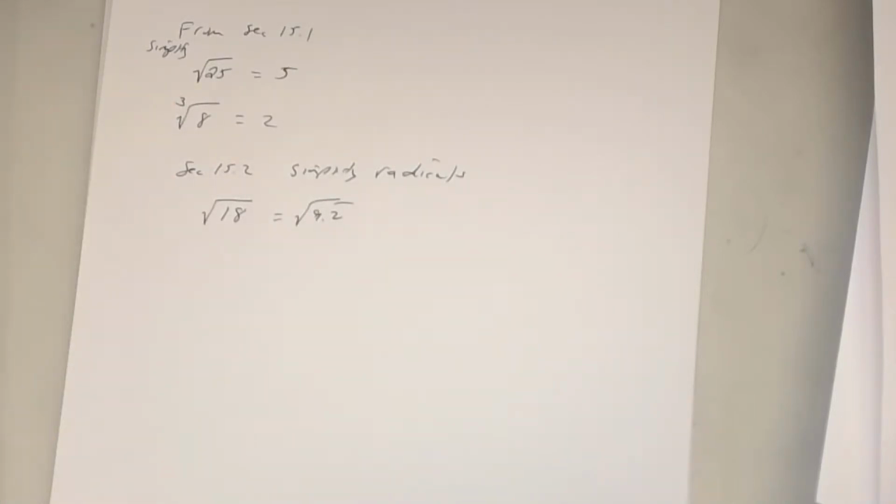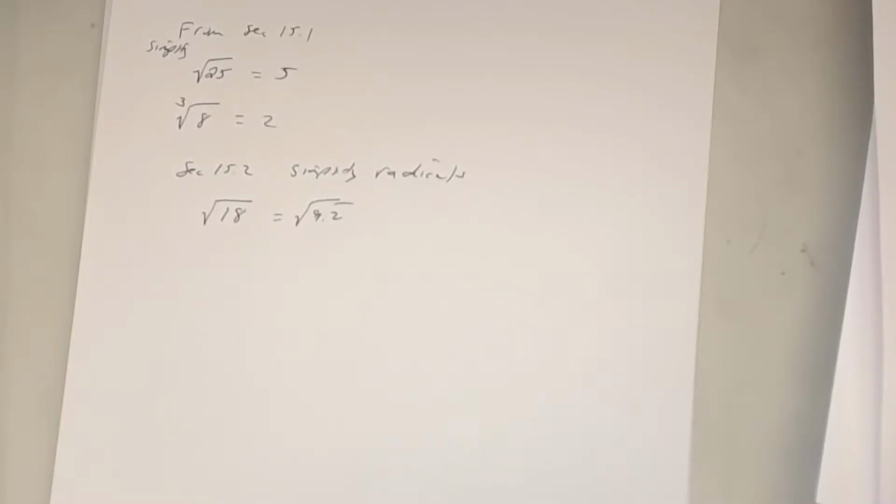You want to rewrite the radicand as a product where one of the factors is a perfect square. You don't want to say 6 times 3. Don't do 6 times 3 because that's not going to help you, because neither 6 nor 3 is what? A perfect square. That's not going to help. Understand? So we use a perfect square.